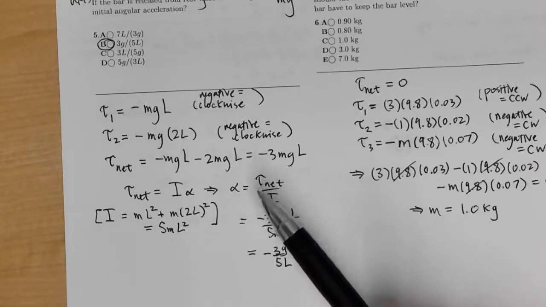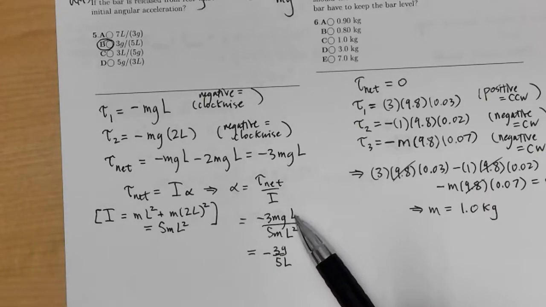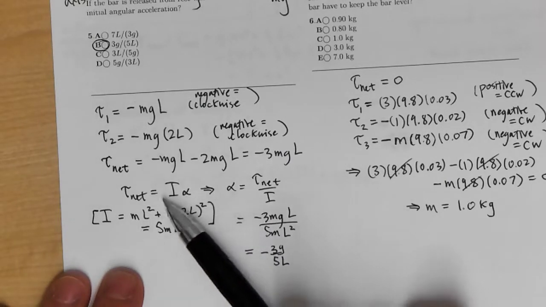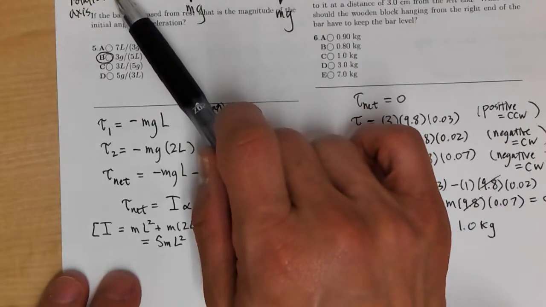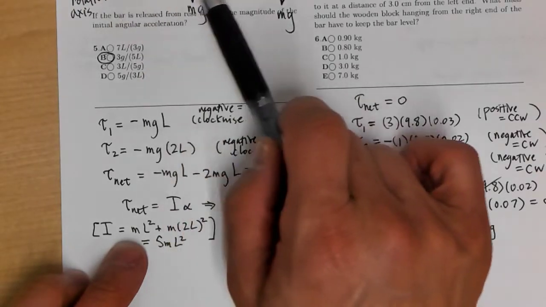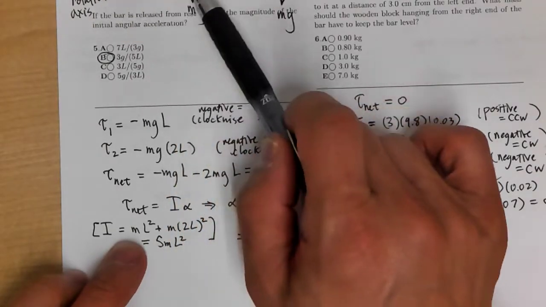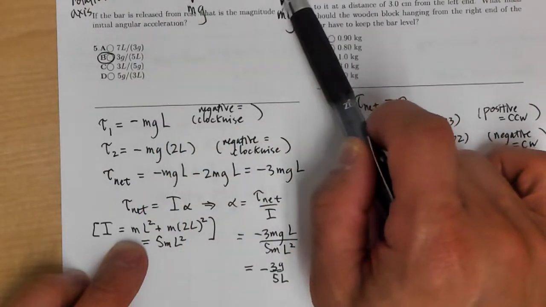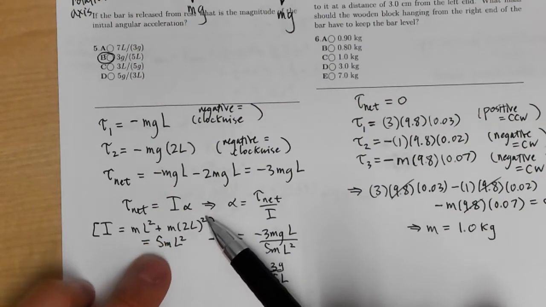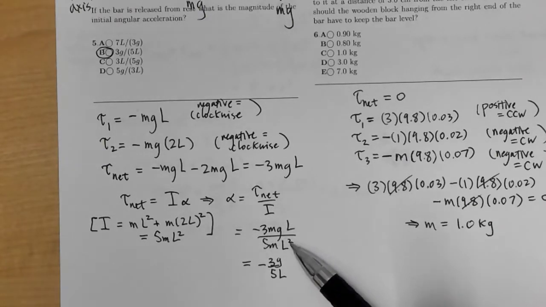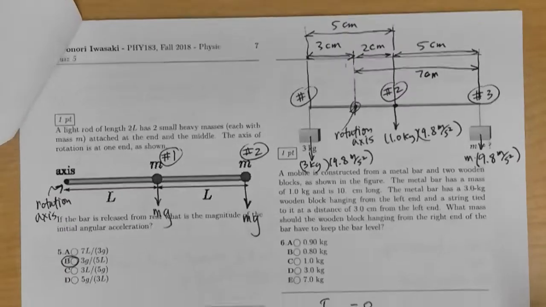So alpha is equal to torque net divided by I, so it's negative 3mgL divided by the moment of inertia. Okay, what is the moment of inertia? We have to do a little calculation on the side here. We have the moment of inertia due to this mass. It's at a distance of L, so mL squared. So this radius is L. And the radius for the second mass here is 2L, so m(2L) squared. So we get 5mL squared. So that's what goes in here for the moment of inertia, 5mL squared. So we get negative 3g over 5L.